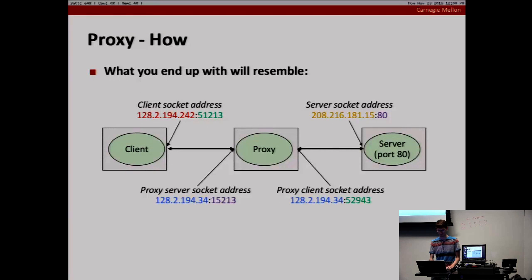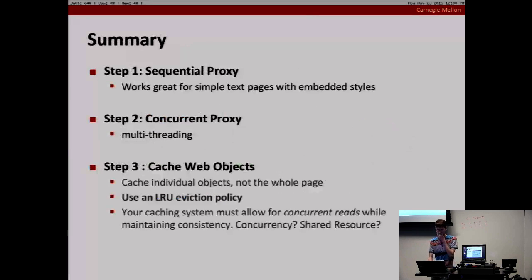And then you'll end up with something that looks kind of like this. The proxy's in the middle, the original client and the server on either end of it. And so the client's communicating with the proxy, and the proxy is communicating with the server. The proxy has sockets open both for communicating with its clients and for communicating with the servers that it's communicating with. Does this diagram make sense to everyone? Okay.